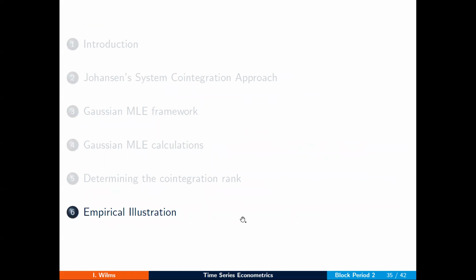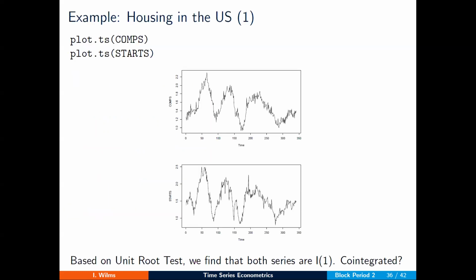Now we looked into maximum likelihood derivations and how to determine the co-integration rank. I've included some final couple of slides on a short empirical illustration to get you started on VECM analysis in R. And I have a small example on housing in the US. So two non-stationary time series, the number of housing starts and the number of housing completions.